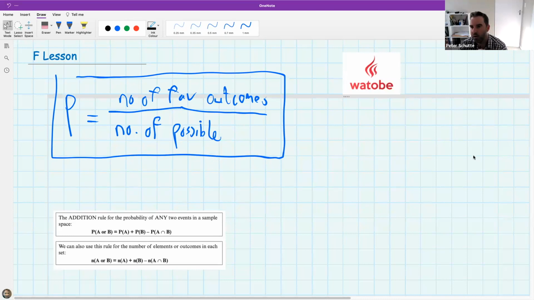Relo Bukhadi, I see your hand is up. Do you want to unmute and then we can have a chat?